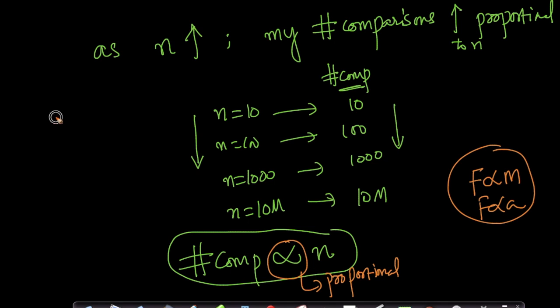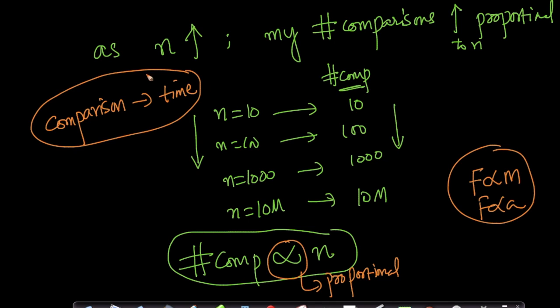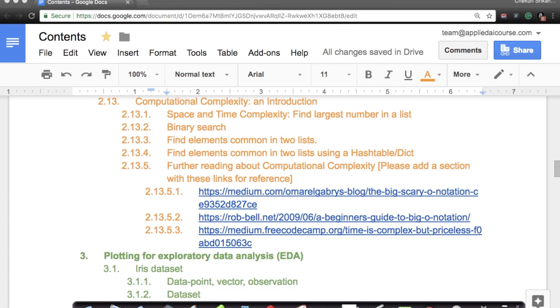And each comparison takes some time. Of course, there is some other time here. Like for example, when I write code, there will be some time that it will consume. But in general, I can say my number of computations is proportional to n. So let's look at some code here so that we get an understanding.